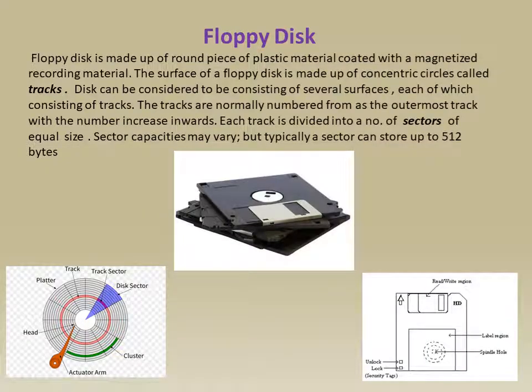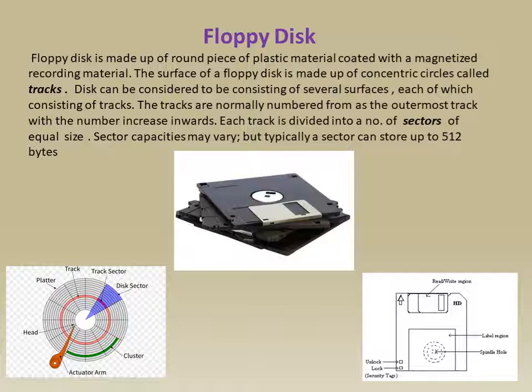Now we see the floppy disk. So what is a floppy disk? A floppy disk is made up of a round piece of plastic material coated with a magnetized recording material. So it is a disk as it is round in shape. It is a plastic material coated with a magnetized recording material, so there we can store the data, meaning the data is recorded on it, and it is magnetized.